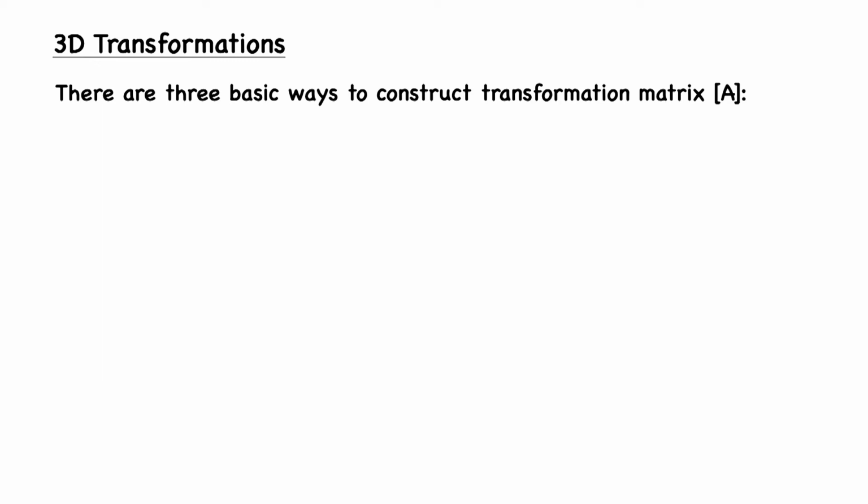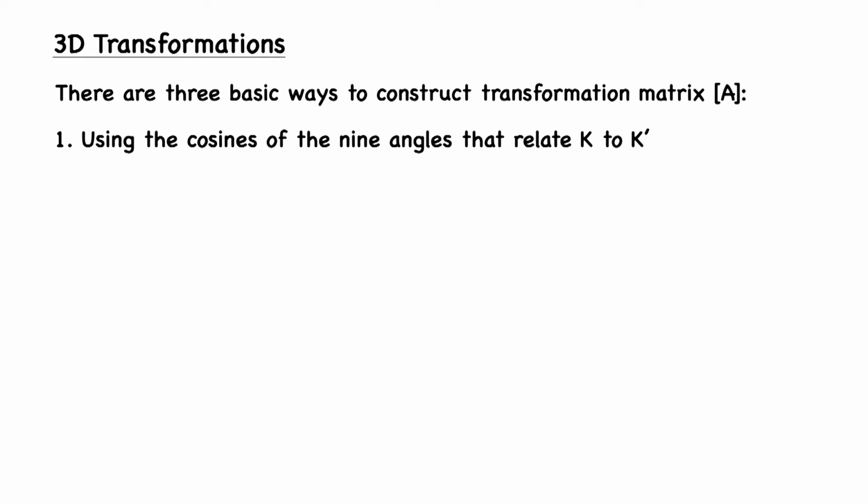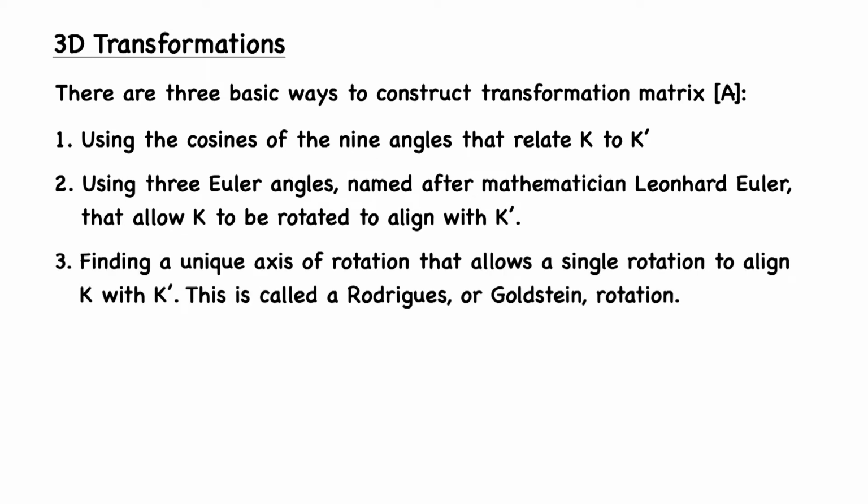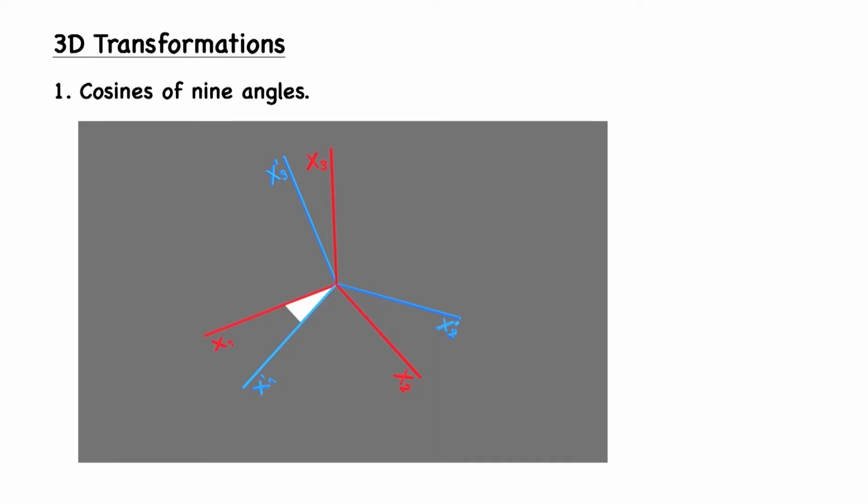There are 3 basic ways to construct transformation matrix A. They are using the cosines of the 9 angles that relate k to k dash, using 3 Euler angles, named after mathematician Leonhard Euler, that allow k to be rotated to align with k dash, and finding a unique axis of rotation that allows a single rotation to align k with k dash. This is called a Rodrigues, or sometimes a Goldstein rotation. Let's start with the cosines of 9 angles method.